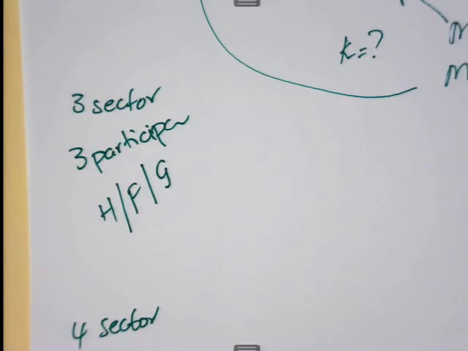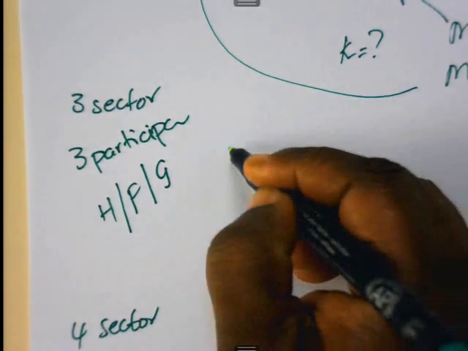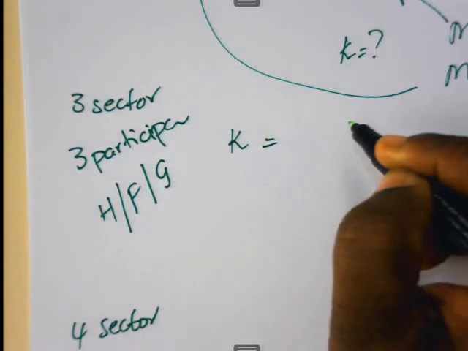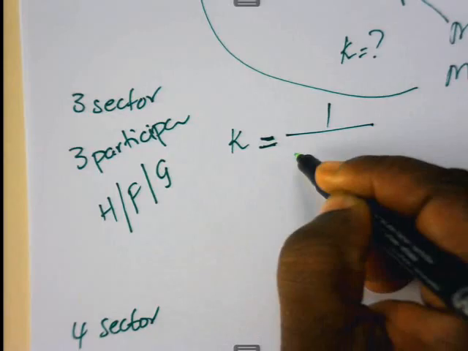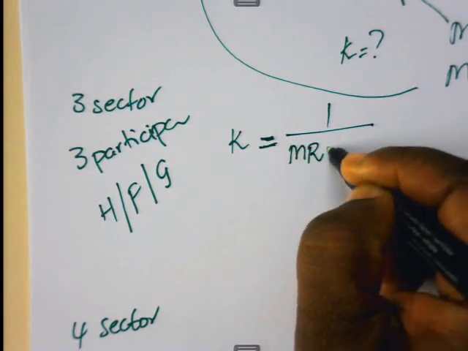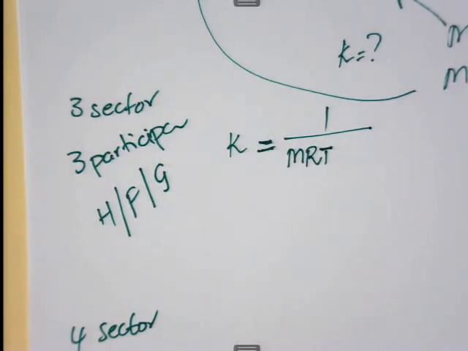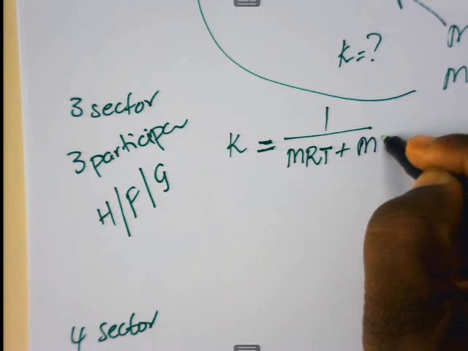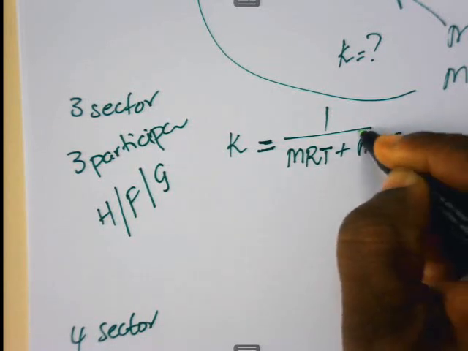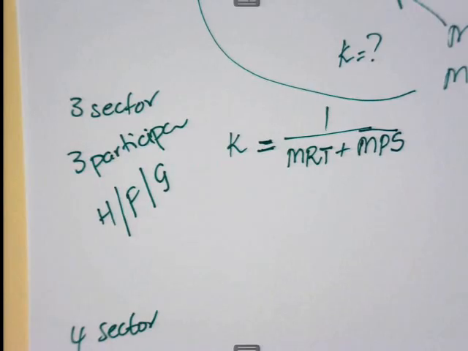Remember, we're paying tax to the government, then our multiplier is going to be 1 over the marginal rate of tax that we're paying to the government, added to our marginal propensity to save. This is the method that you use when you calculate the multiplier for the 3-sector model.